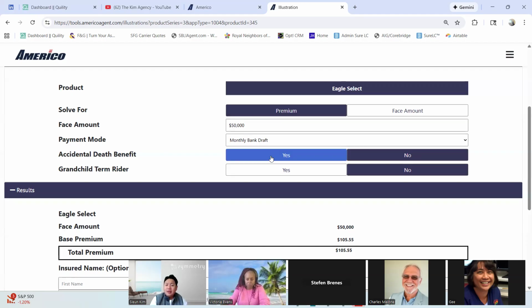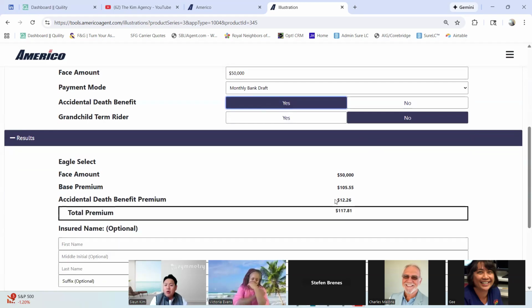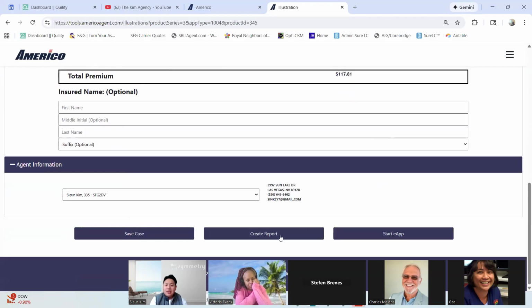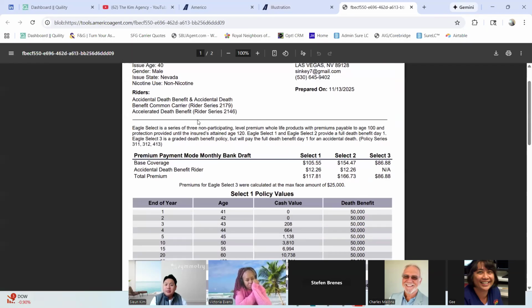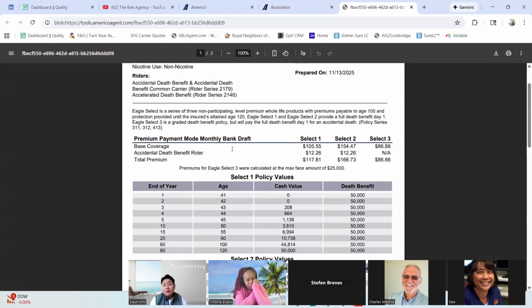And by adding the accidental, the price goes up to 117. So that's only a $12.26 addition to the base 50,000. So if the client dies of a natural cause or an illness, it's a $50,000 payout. If the client dies of an accident, because of this accidental death benefit rider, it doubles to $100,000. Okay. And if you want to take a look, you can even create an open report to see the details of what this plan comes with. It breaks it down exactly. But I will give you a heads up.